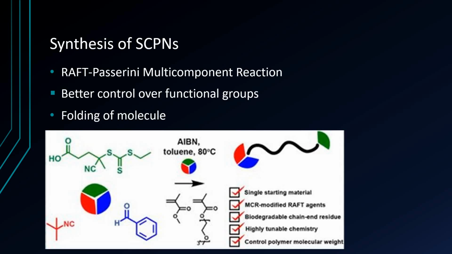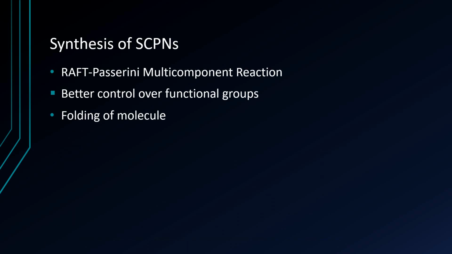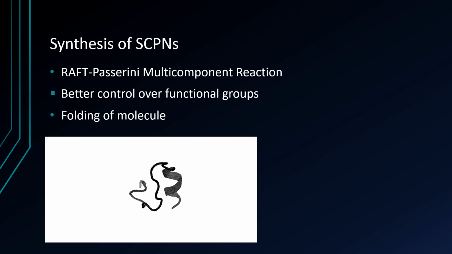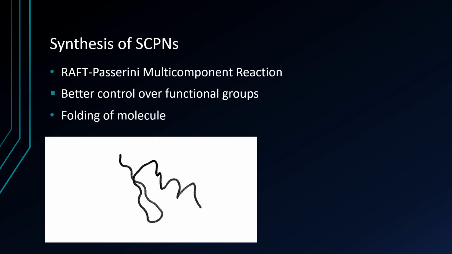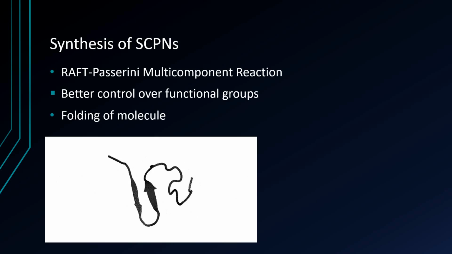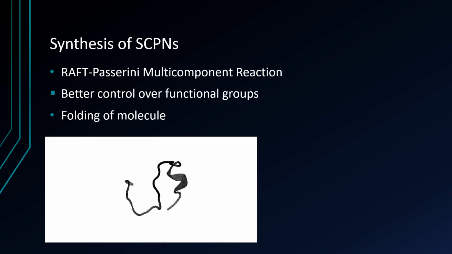The RAFT is the same as previously explained, but the Passerini reaction adds selective functional groups to the chain within a reaction involving 3 different compounds. The added functional groups have the ability to form intramolecular interactions. These interactions fold the particle and this controls the shape and size. Those characteristics are important for the biocompatibility and function of the SCPNs.